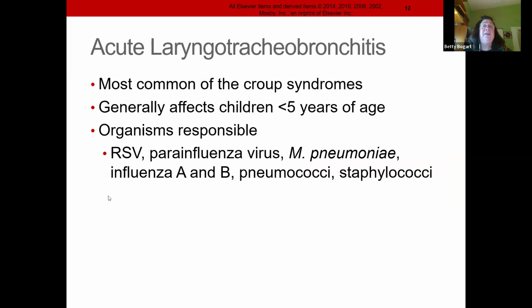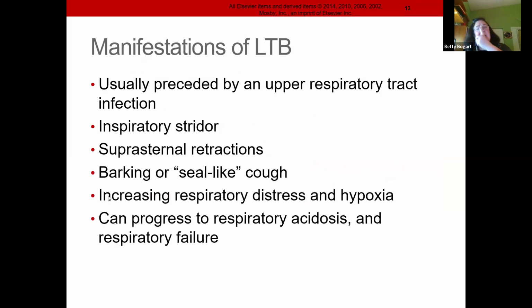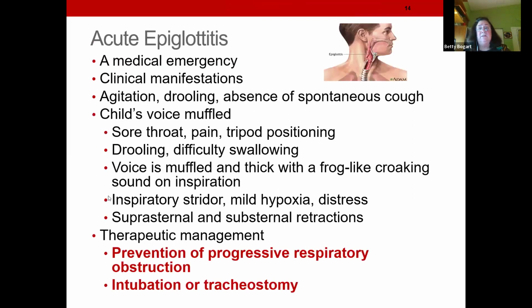Now, usually, as I said, it is a virus. And usually you've already had a cold and it progresses, the swelling in the upper airway continues, and then you start with all the signs and symptoms of respiratory distress in children: inspiratory stridor, substernal retractions, the coughing, barking. And if we let this go continually and it's swelling more and more, it's going to lead to respiratory failure and respiratory arrest.